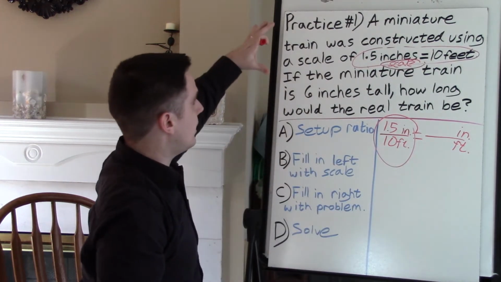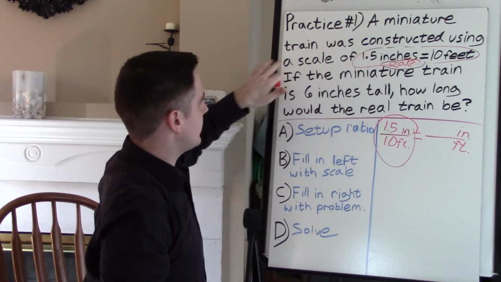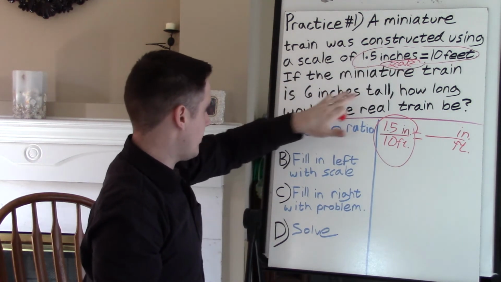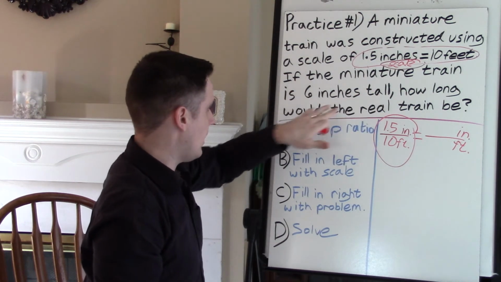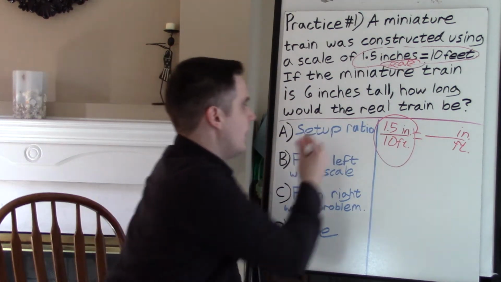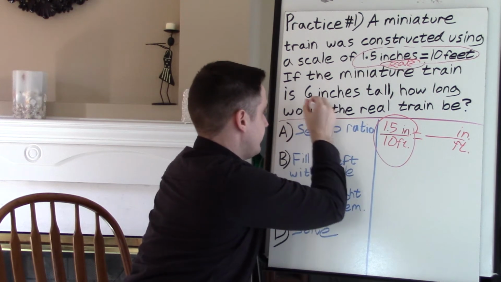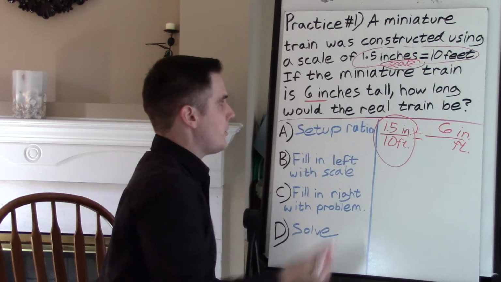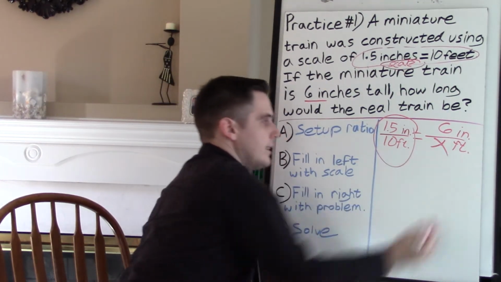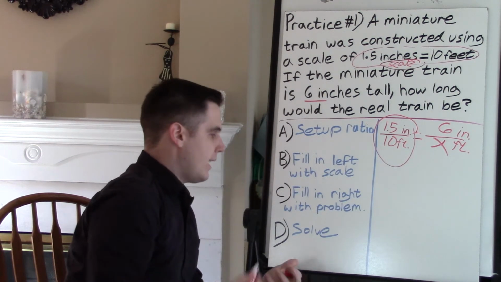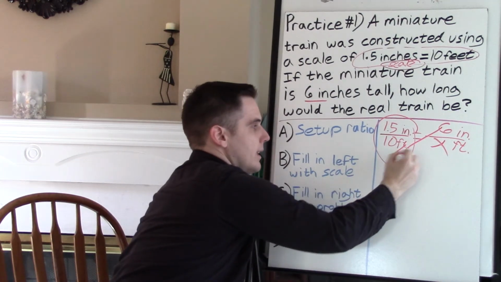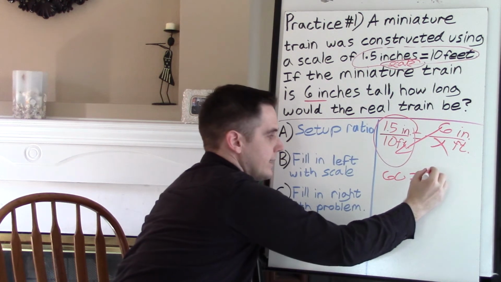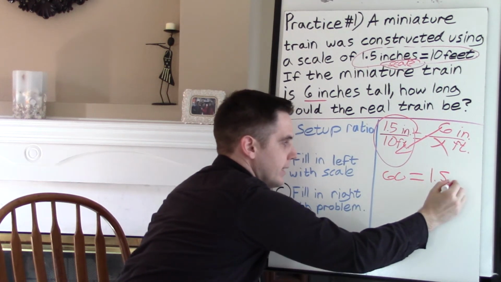Let's look inside the problem. Miniature train was constructed using a scale of 1.5 inches equals 10 feet. If the miniature train is 6 inches tall, how long would the real train be? Alright, so 6 inches. So inches there, and we don't have any other information. We've used all the numbers, so that's our x. And now we can solve. 6 times 10 is 60. 1.5 times x is 1.5x.